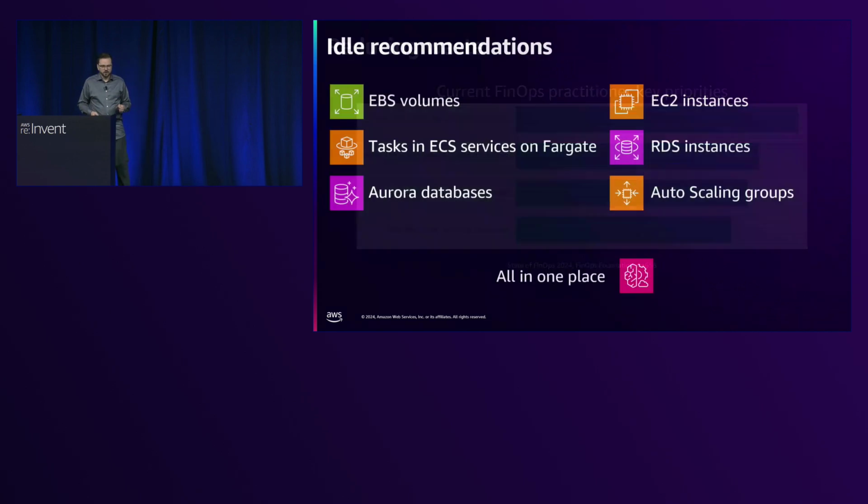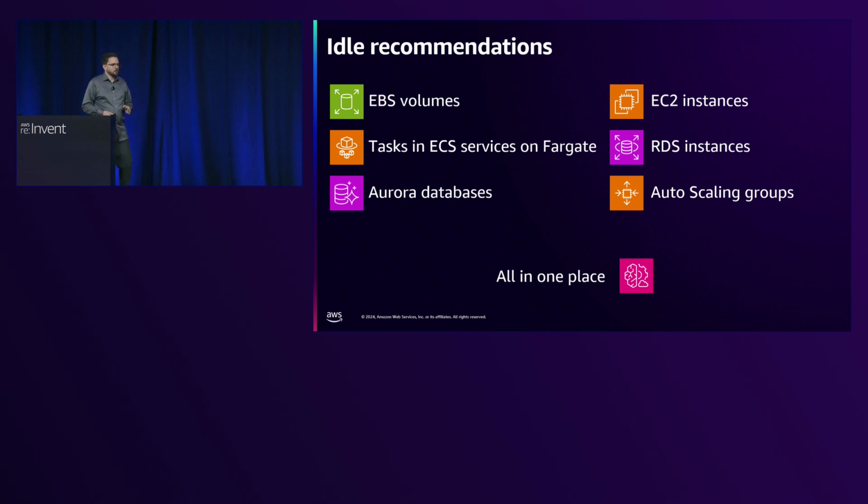We worked across a bunch of service teams. We launched support for idle recommendations for 6 different services: EBS volumes, EC2 instances, tasks in ECS on Fargate, Aurora databases, RDS, and auto scaling groups. So in the Compute Optimizer console, there is a lot of new savings for you to go look at. I can't wait for people to show me pictures of the additional savings you're going to see in the console. I'm excited for those meetings and the excitement from all of the additional savings for FinOps teams to go get. All of this shows up in the Compute Optimizer console for all of your accounts.